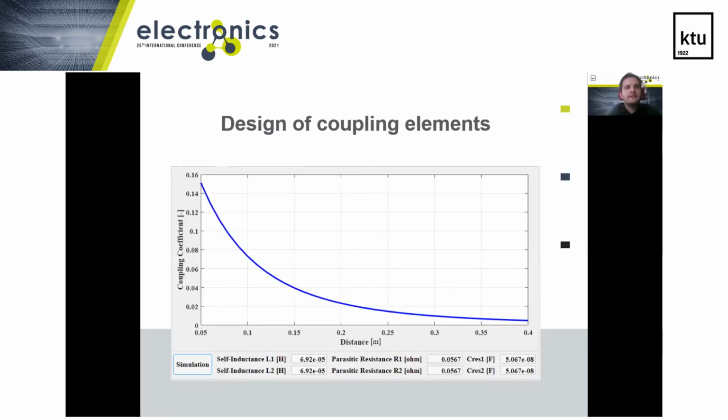In this slide, we can see a simulated curve of the coupling coefficient depending on the distance of the coupling coils. Below this curve are calculated values of the coils, compensation capacitors, and also the values of the parasitic resistances of the coils required for transmission of 200 watts power.